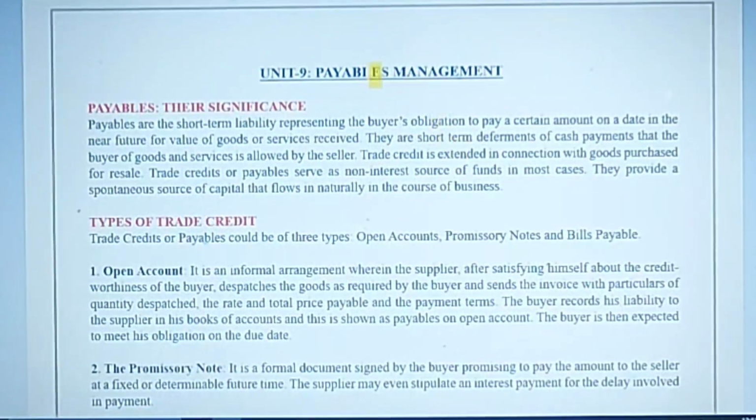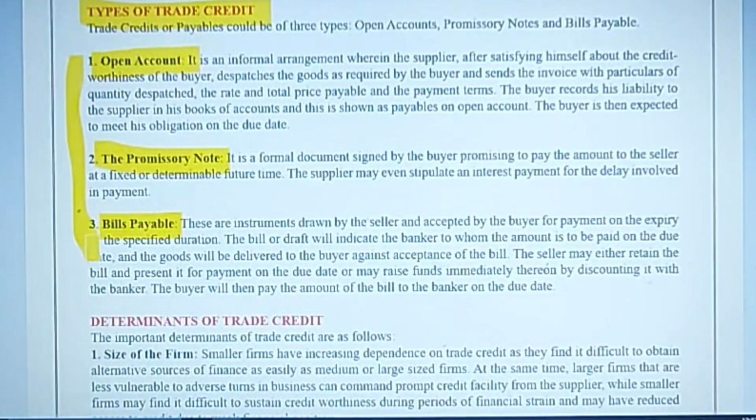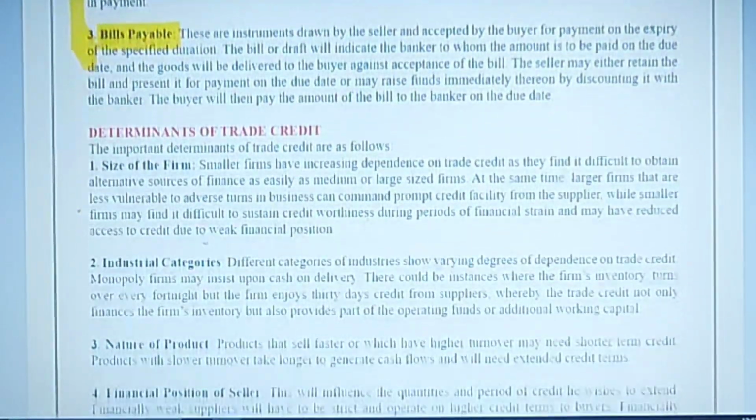Unit 9 is on payables management. After receivables management, it's time for payables management. What are payables, why they are important, different types of trade credits which are generally used by the companies, like these three: open account, promissory note, and bills payable. And how to determine the trade credit?